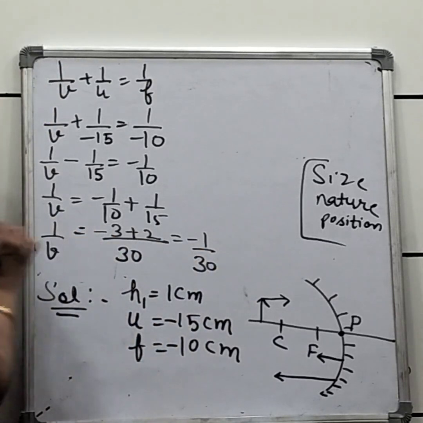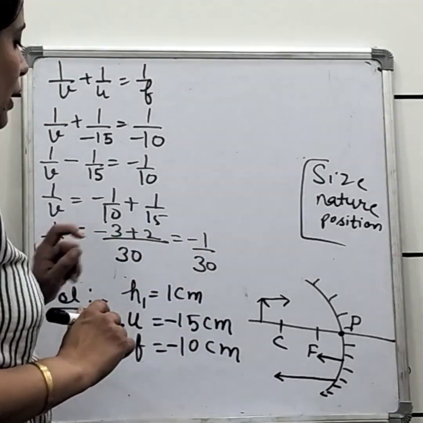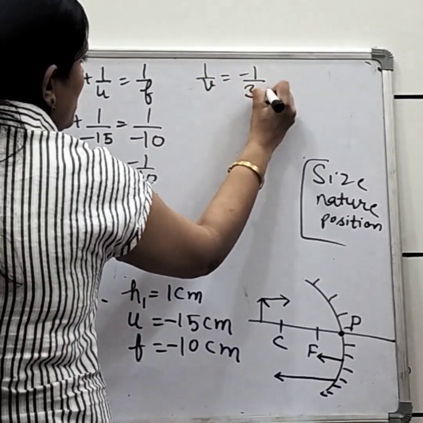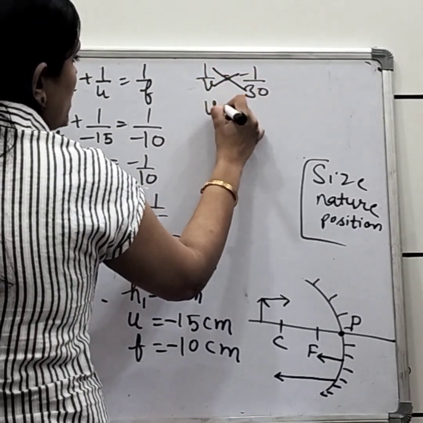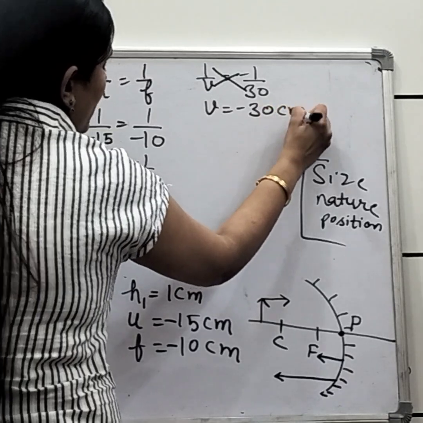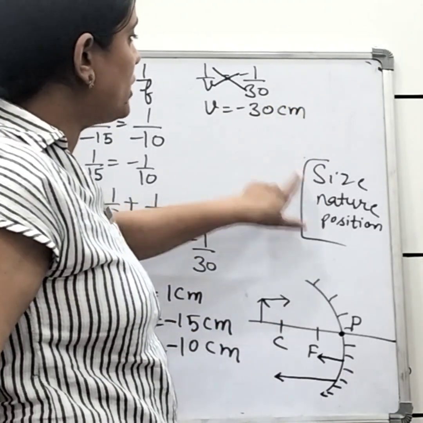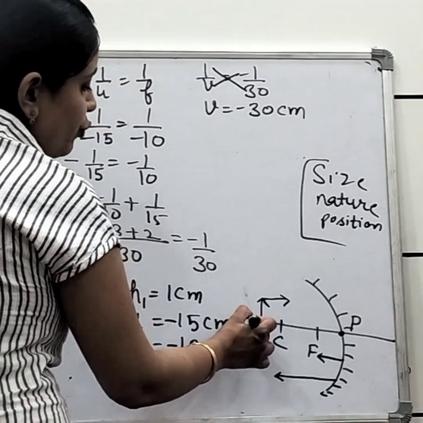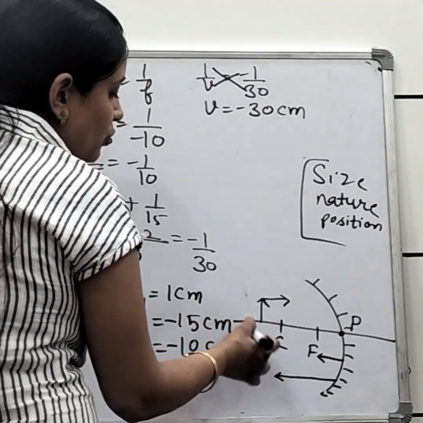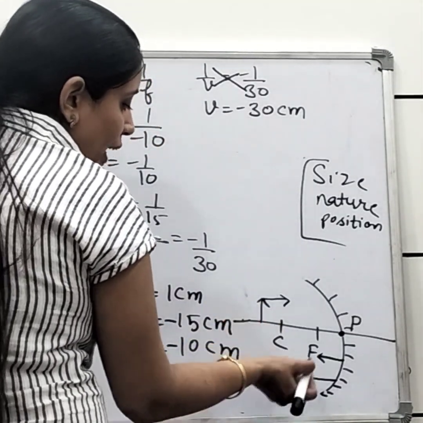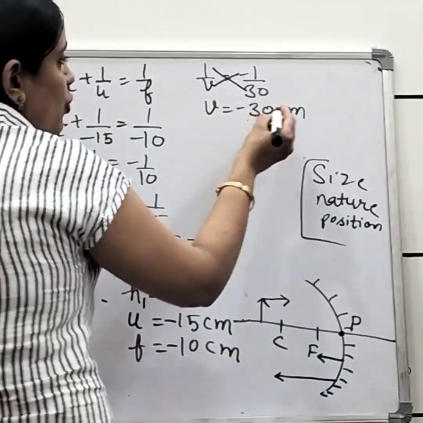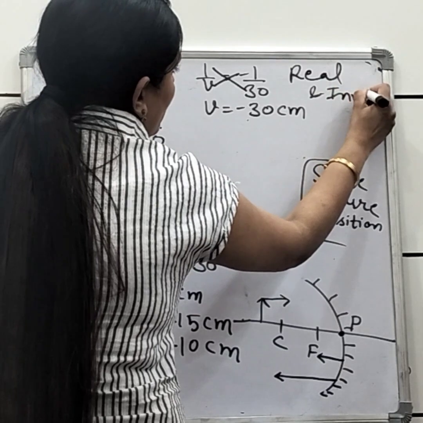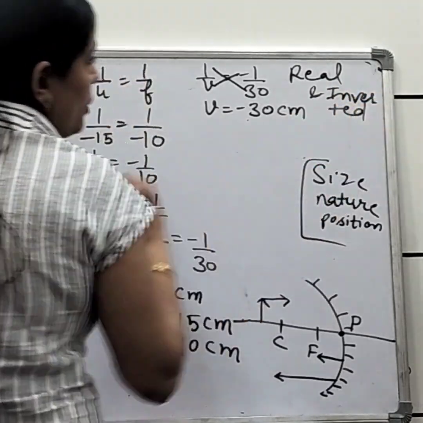So 1 by v is equal to minus 1 by 30. Cross multiply, v is equal to minus 30 centimeter. It means the position of the image is 30 cm away. The minus sign means it is on the left hand side, so the image will be formed on the left hand side. It will be a real and inverted image because the negative sign is there. So the image formed is real and inverted. That is the nature of the image.